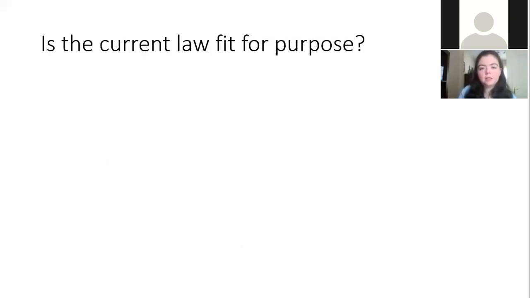So is the current law fit for purpose? It is relatively permissive. When this was brought in, in 1967, that was quite good going. It was quite liberal, and it is fairly accessible up to the 24-week mark still.